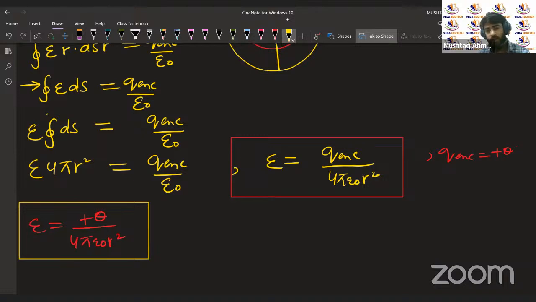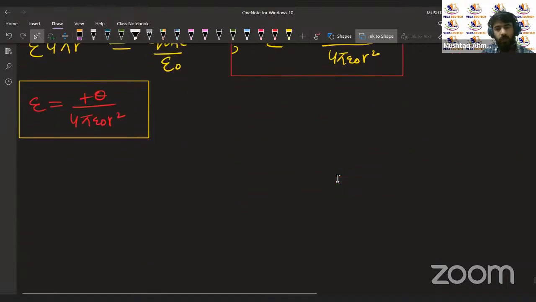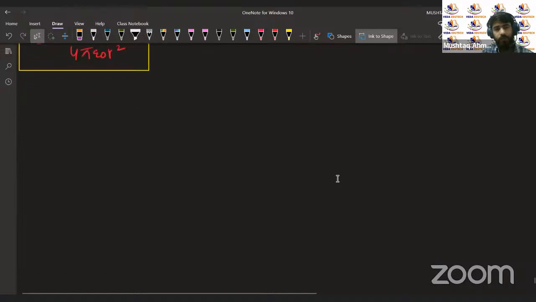So in general, this is the electric field intensity due to spherical symmetry, right? For any charge distribution, that's q enclosed upon 4 pi epsilon naught r square. For this particular case, the total charge was plus q, so the electric field intensity is q upon 4 pi epsilon naught r square, right? So inside the hollow sphere, the electric field intensity is 0 because of the Gauss law, right?